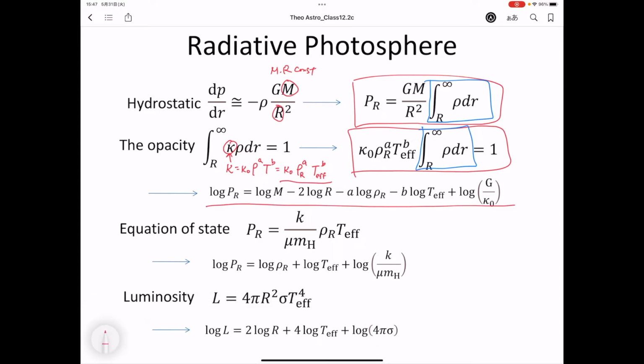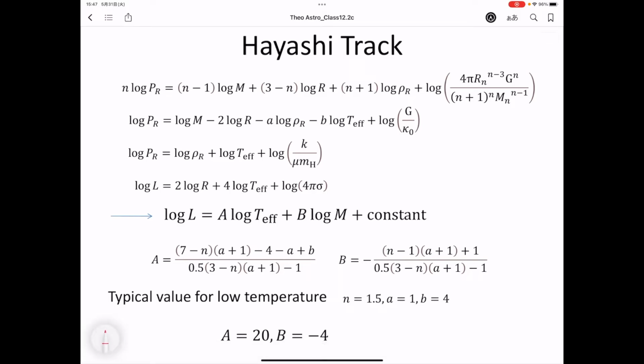Also, we can use the equation of state, P equals k over mu m sub H times the density at the boundary times the effective temperature. Then take a log on both sides of the equation, and you will get these equations. And the luminosity is given by this equation. Taking a log on both sides, you will get these equations. We have these 4 equations. The final equation we'd like to find is log L as a function of log T and log M.